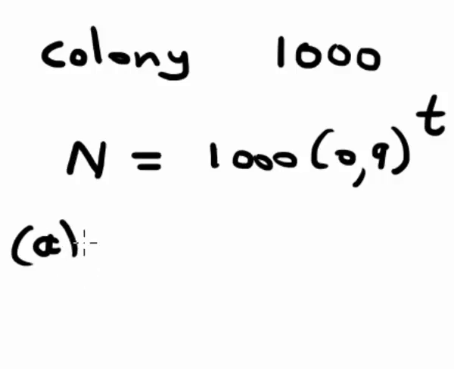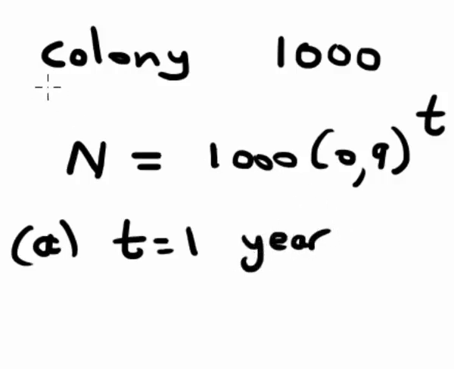Number A, estimate the population after 1 year. Okay, now remember, this endangered animals colony started off with 1,000. This is a formula to calculate the number of animals in the colony after a certain time period. T is time in years. Okay, now how does this work? No problem.